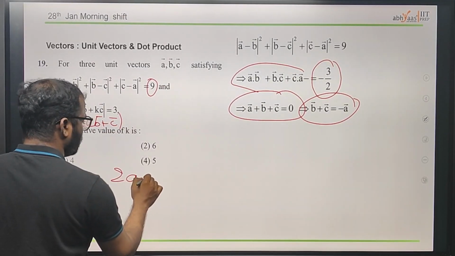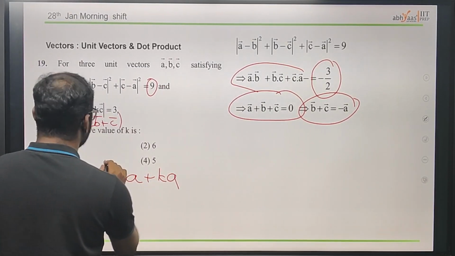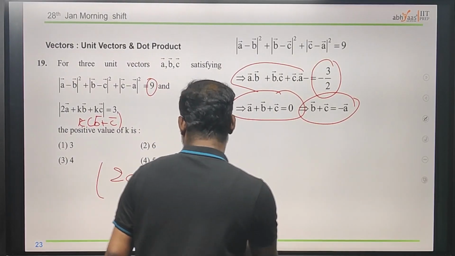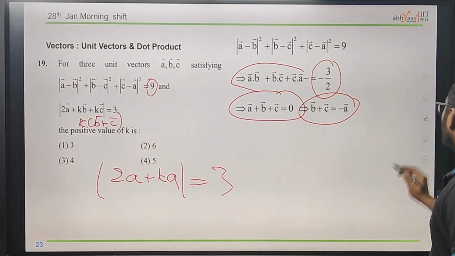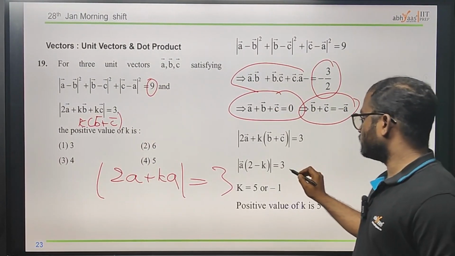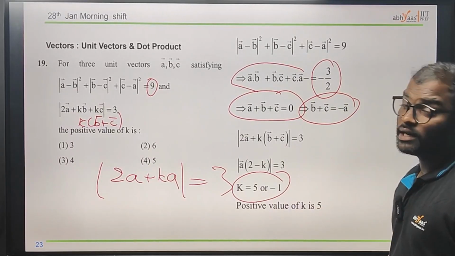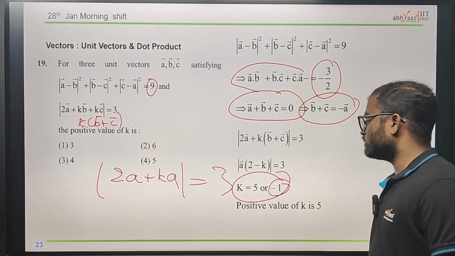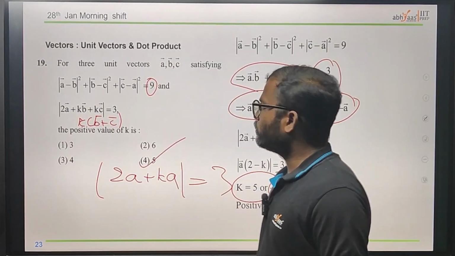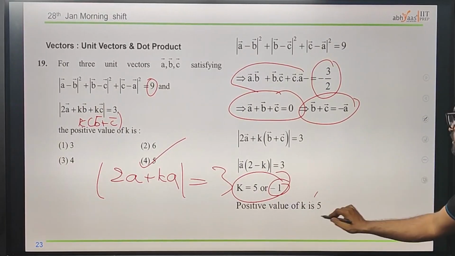Therefore 2A plus K is equal to 3. From this we can easily find the K value. K will be 5 or minus 1. Therefore we cannot take minus 1, so K will be the fourth option. That's how we got 5 as the answer.